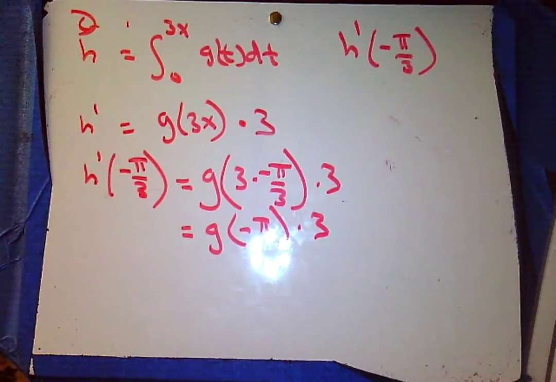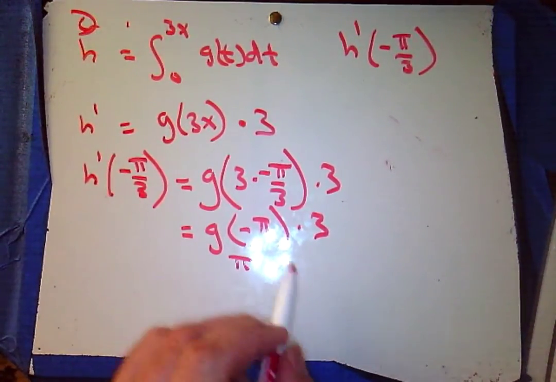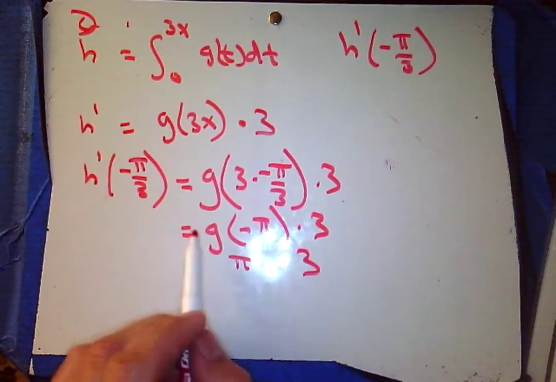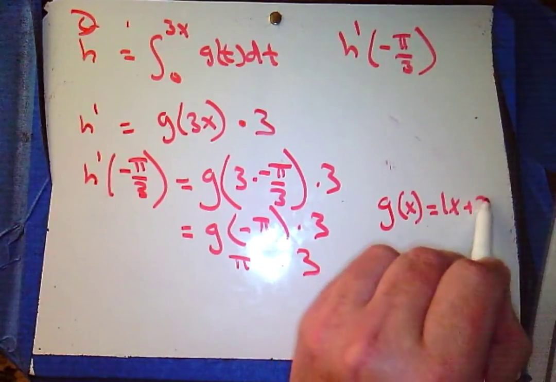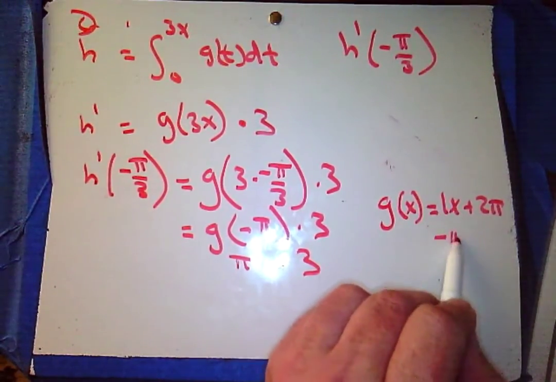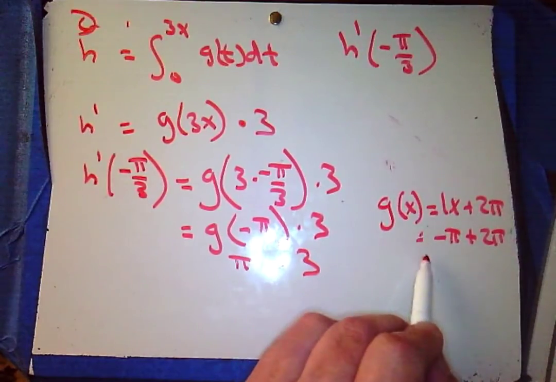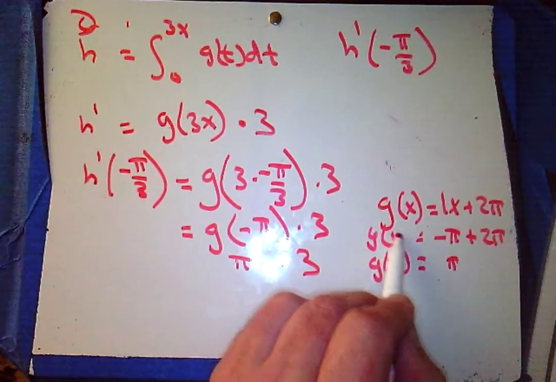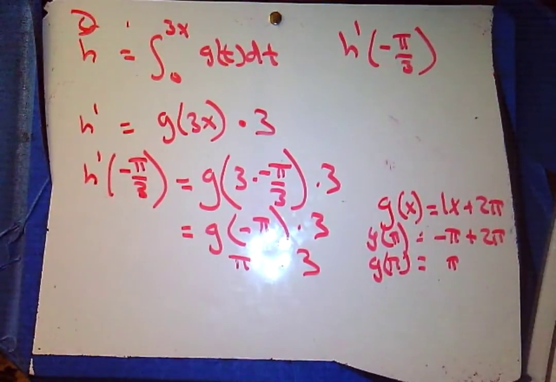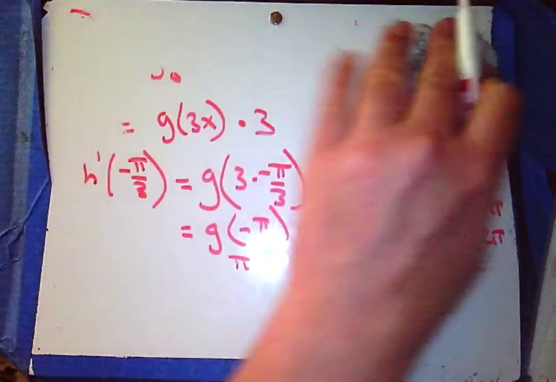Okay, the graph of g is provided to us, and at negative pi, the value is pi, times 3. If you're not sure of that, remember I wrote the g of x function as 1x plus 2 pi, and if we plug in a negative pi and add 2 pi, we get pi for g of negative pi. Okay, so 3 pi is the value of that. Great, there's part C done. And we move on to problem number 4.